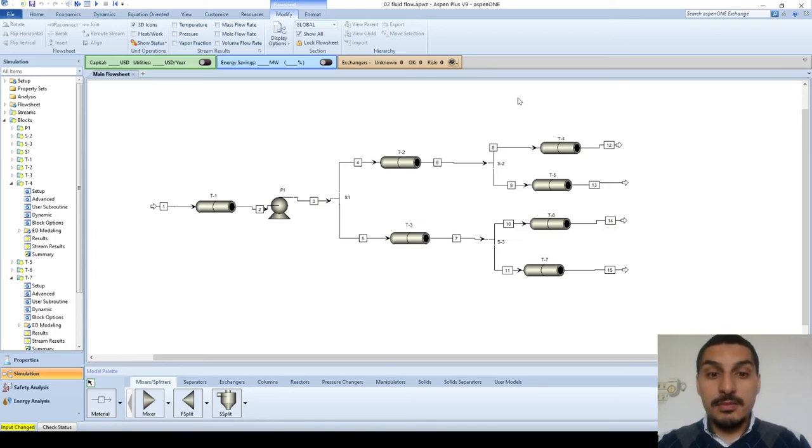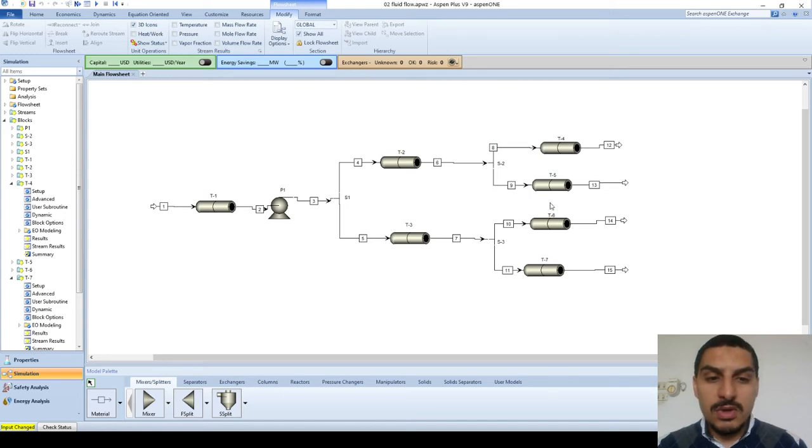Hello everybody. In this video we're going to start with the addition of minor losses to the pipes in Aspen Plus and see how the inputs will be and how we can compare the results that we can get manually with the results that we can get from Aspen Plus so that we can understand how the calculations are going.